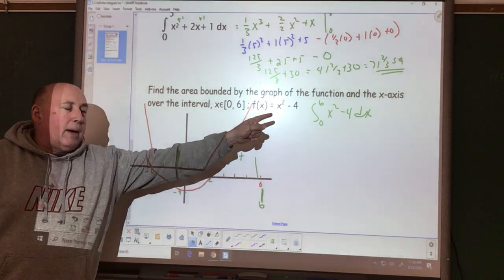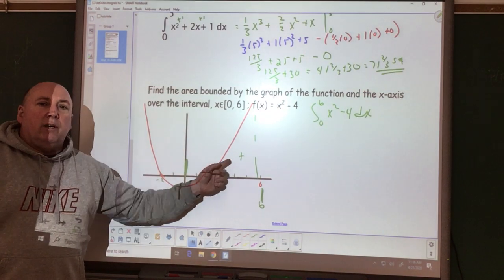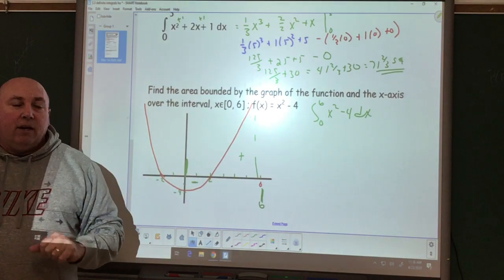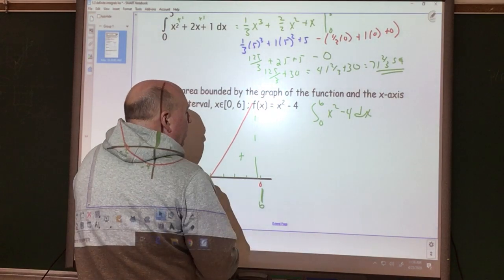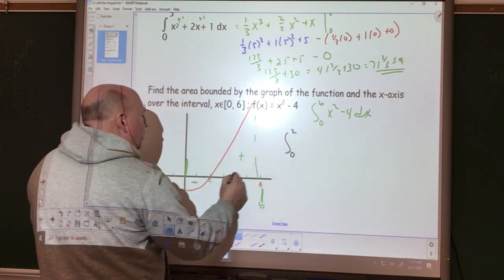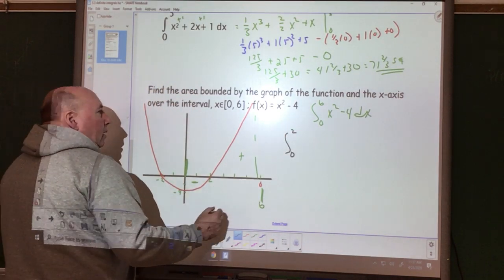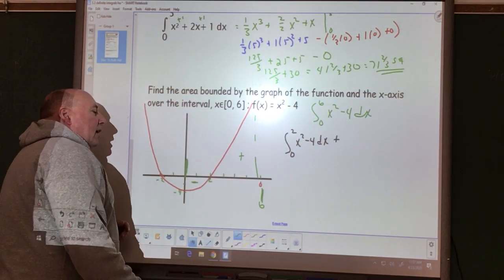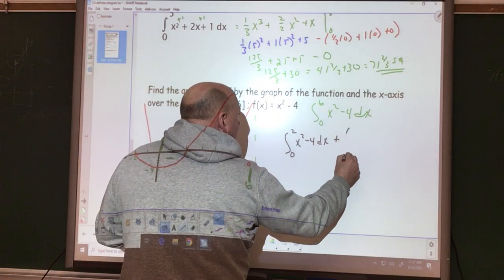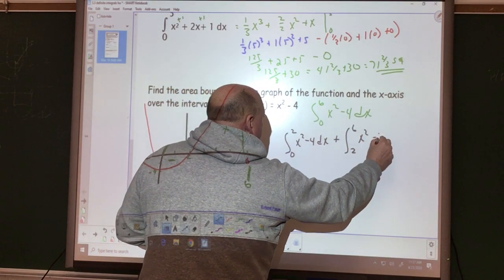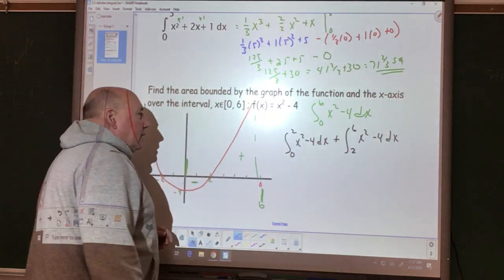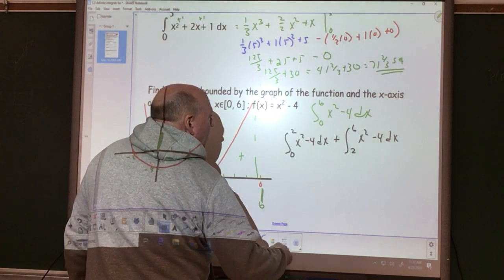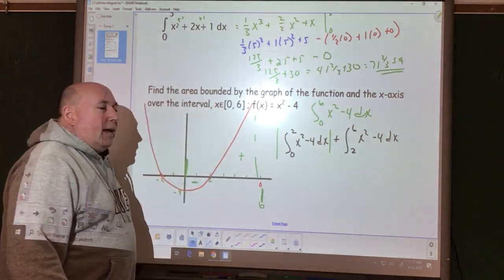So if I just calculated my antiderivative, what's going to happen is these two areas are going to cancel out. So what we need to do is break this down into 2 different integrals. We can take the integral from 0 to 2 of x squared minus 4 dx and add it to the area from 2 to 6 of x squared minus 4 dx. Well, you might say this is still going to give me a negative area. Yeah, so what we need to do is just take the absolute value of this.